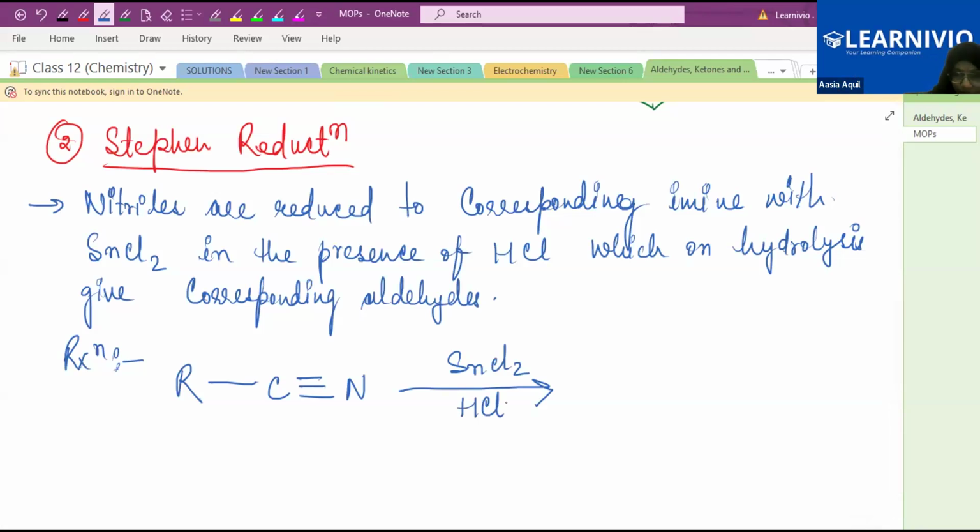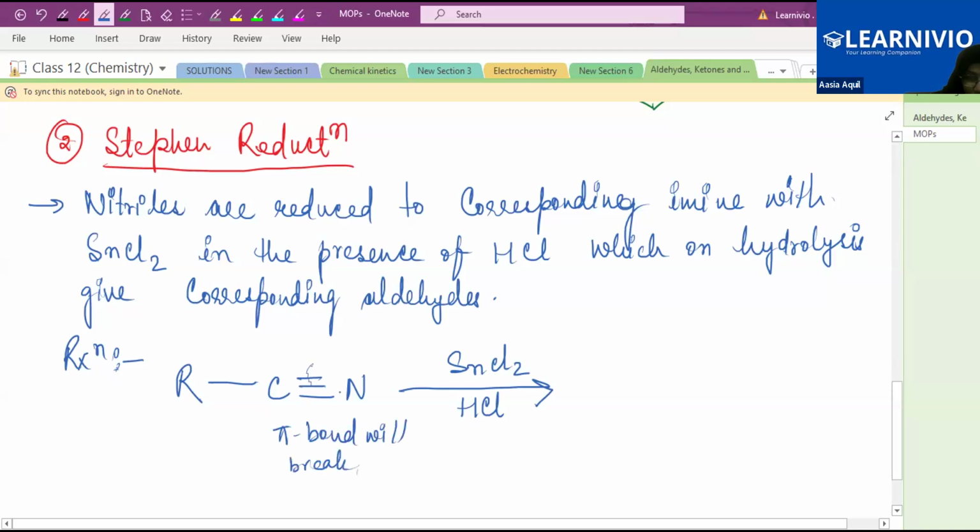Okay, for hydration we use this combo, SnCl2 plus HCl. So what happens over here? The one pi bond, what will happen there? This pi bond will break. Okay, you can write down this pi bond will break.